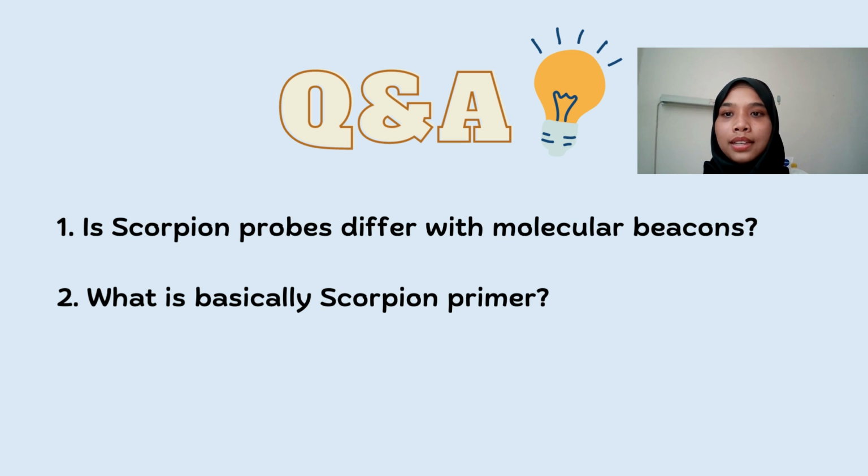For question number 1, the Scorpion probe is similar to a molecular beacon in that it consists of a stem-loop structure when it is in the free form. For question number 2, basically Scorpion primer is a bifunctional molecule in which a primer is covalently linked to the probe, and the molecule also contains a fluorophore and a quencher.